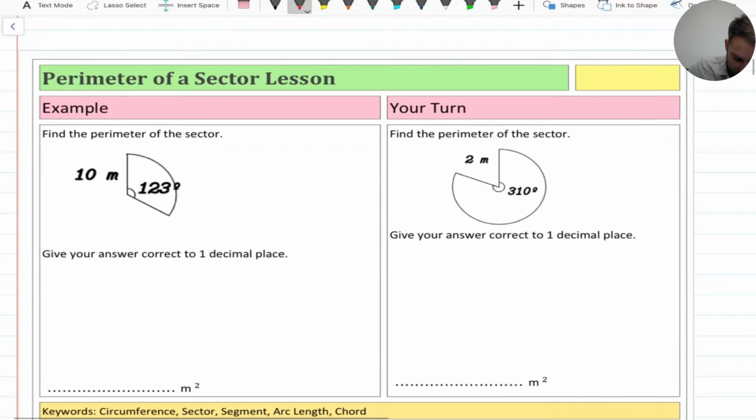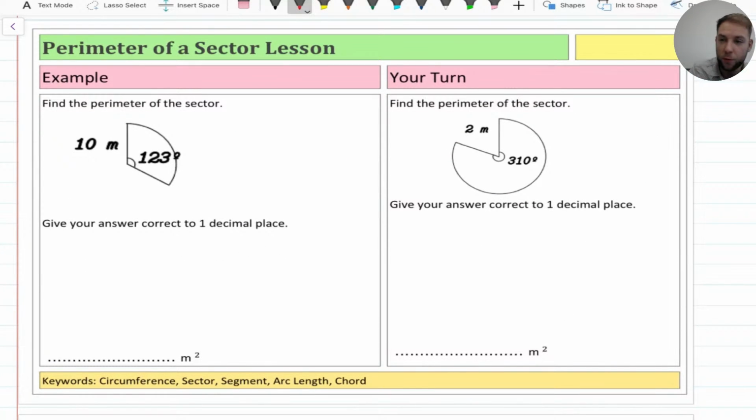Let's have a go at this one here then. So there's 3 parts that we need to find out here. We need to find the length of this arc, and then we need to add the radius here and the radius here. So, same as always, the first thing I'm going to do is write down what the radius and the diameter are. Radius is equal to 10 meters. Diameter is equal to 20 meters.